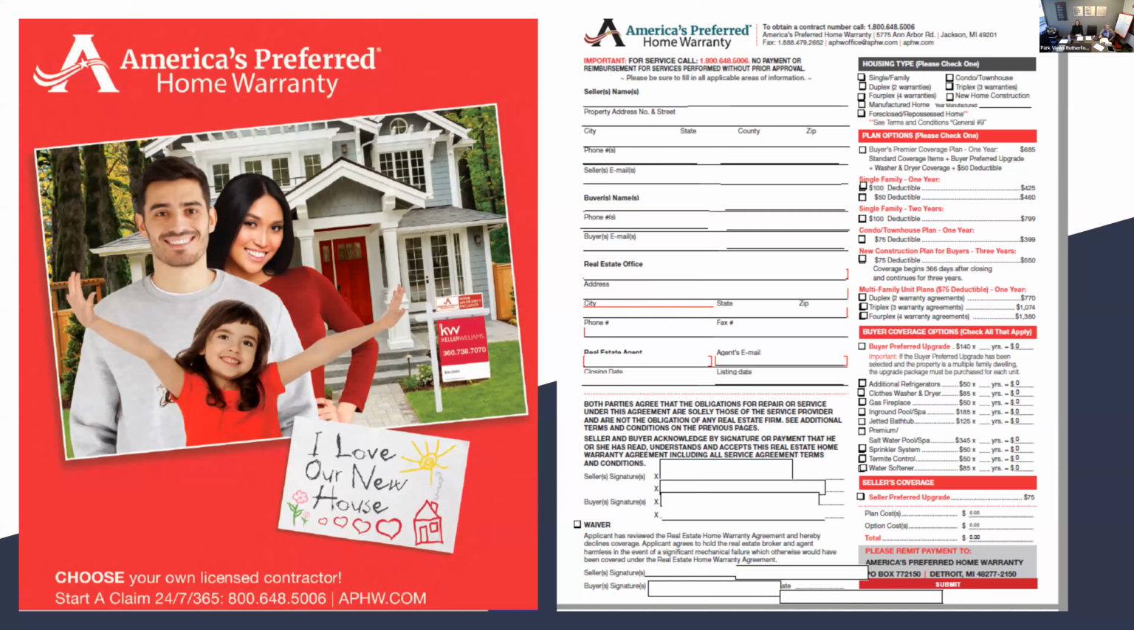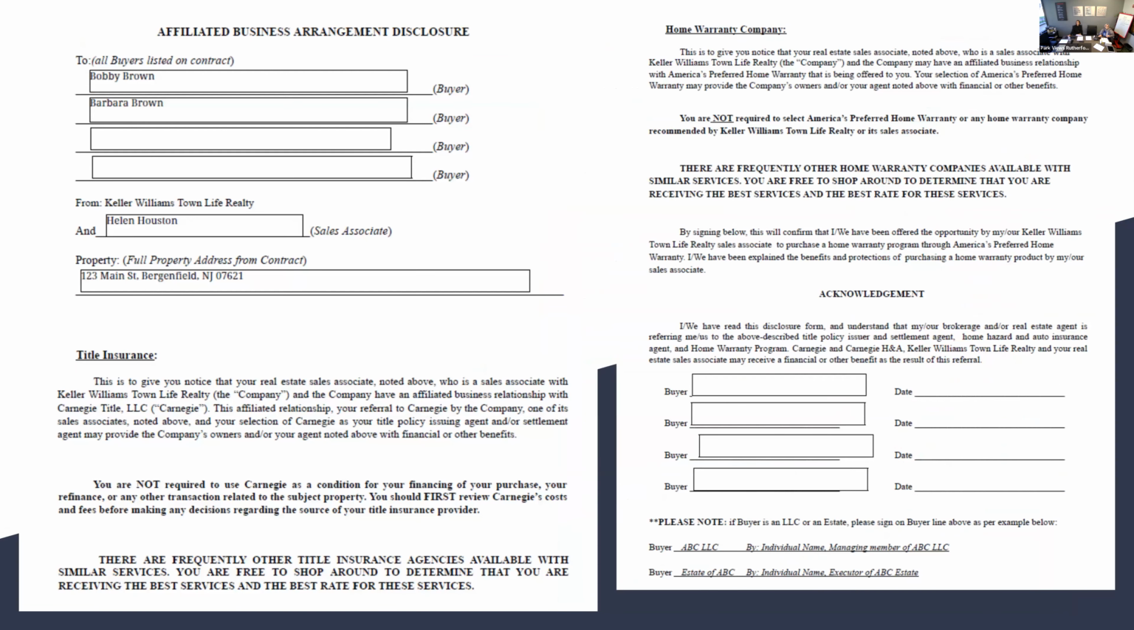Home warranty, even though we no longer have a relationship with America's Preferred or any warranty company, definitely offer home warranty to your buyer. And it's up to them to get more information, call the phone number and take it if they want or not take it.